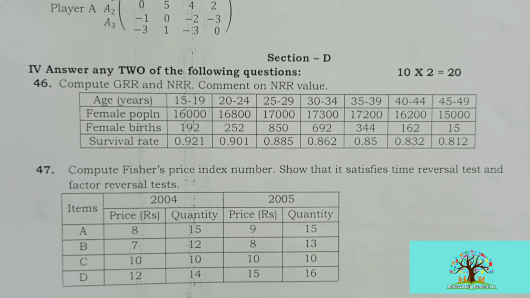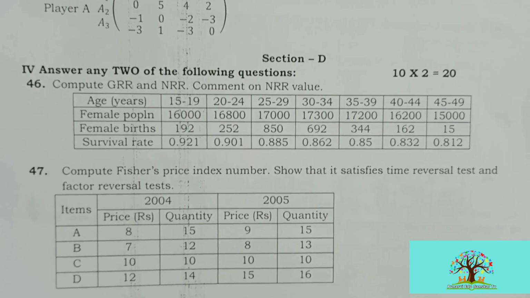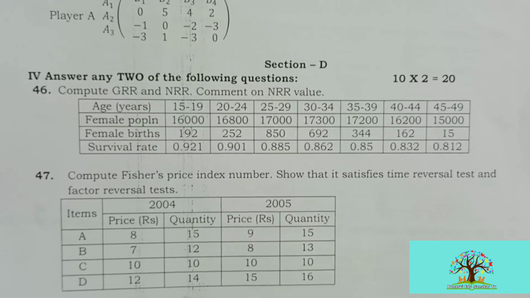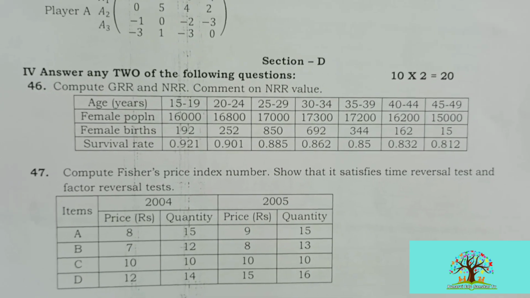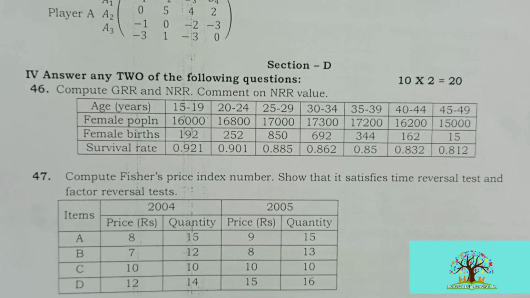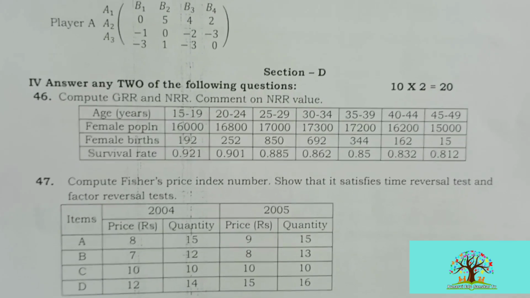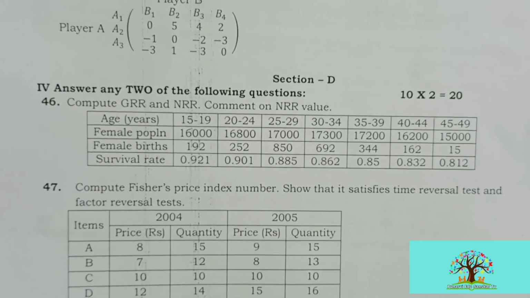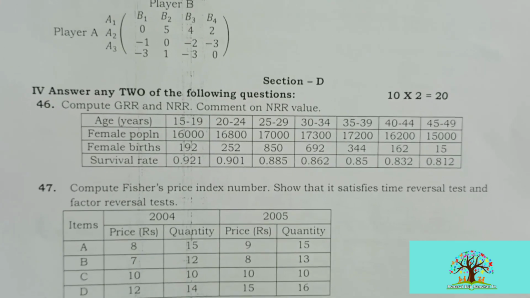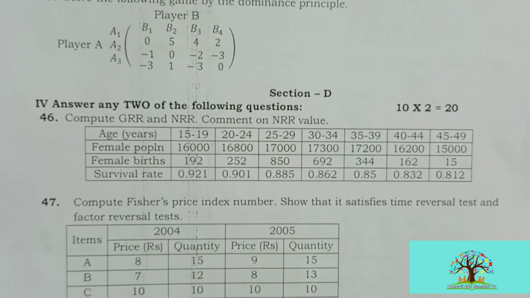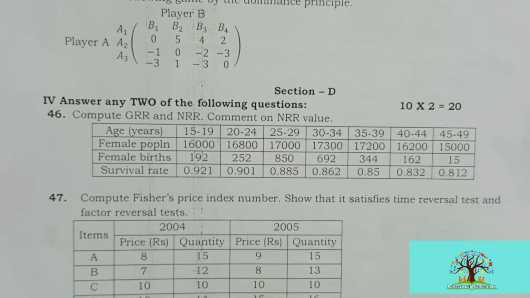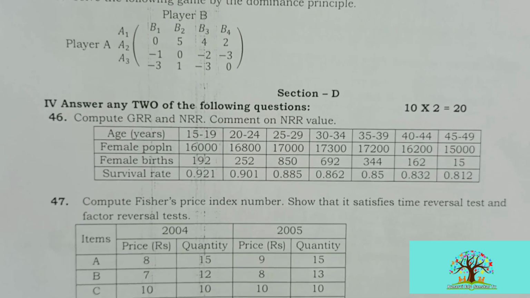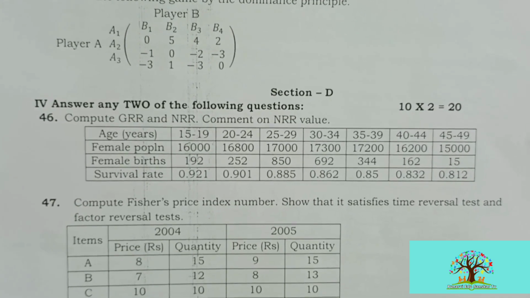In this question, in the table they are given items or commodities, and 2004 price and quantity they are given, and 2005 price and quantity they are given. See, in the place of 2004 they may mention base year, and in the place of 2005 they may mention current year. If they give years, whichever is the smaller year, that is base year, and whichever is the bigger year, that is current year, that you have to take.